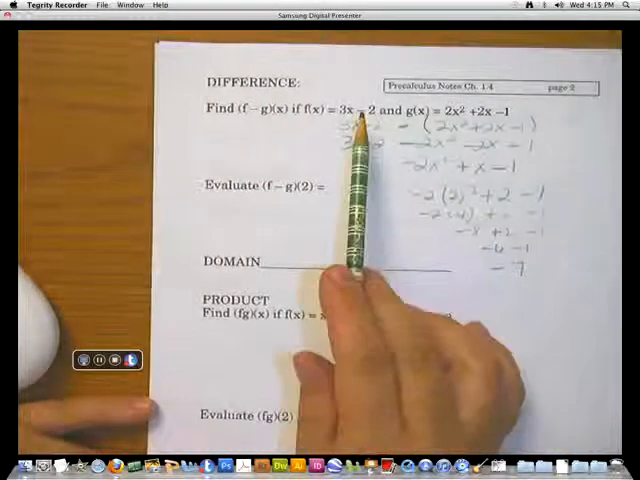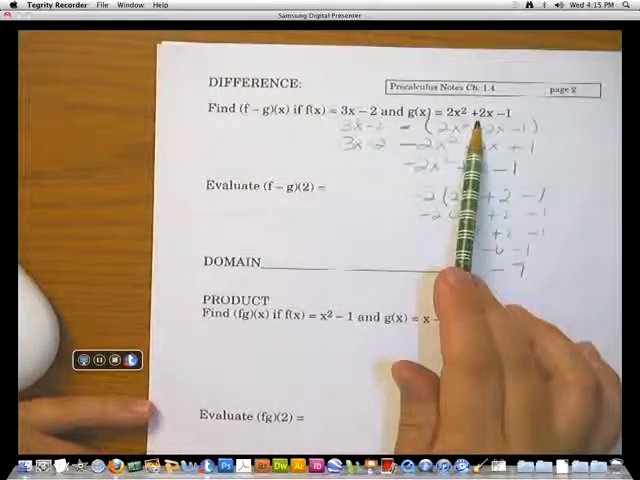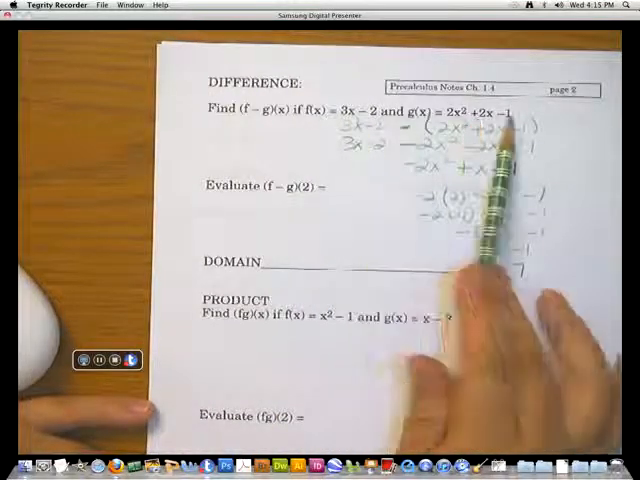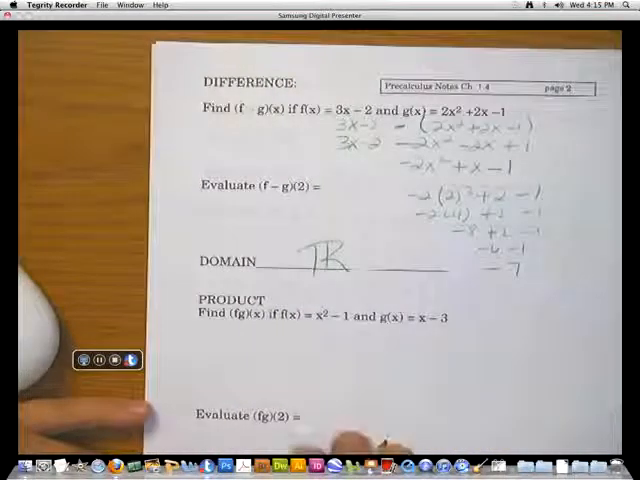So the domain, again, of a line is all reals. The domain of the quadratic is all reals. So their subtraction is still all reals.